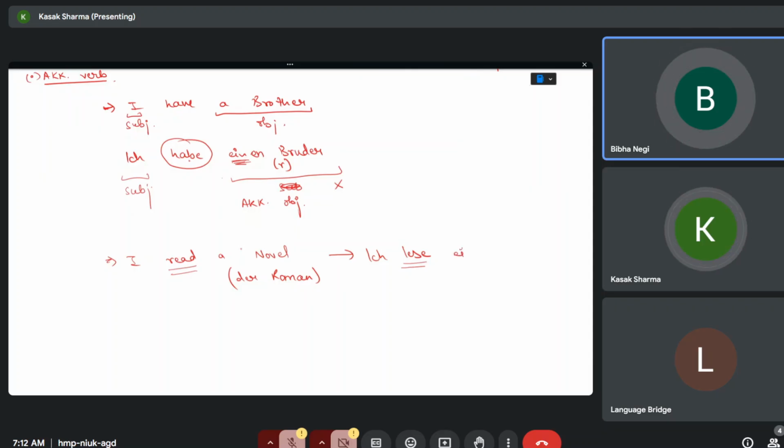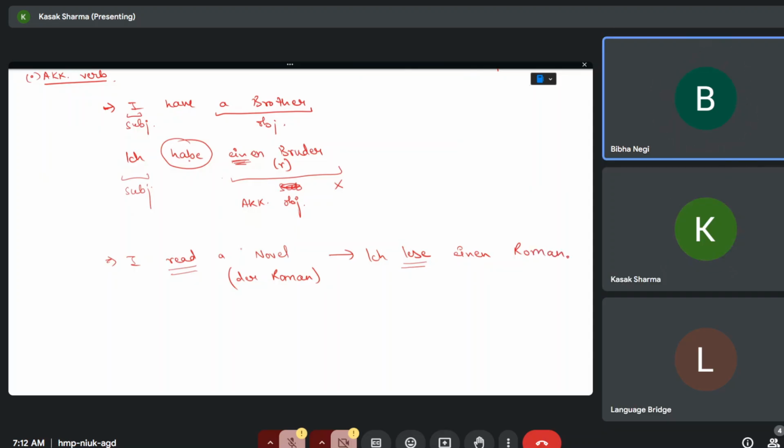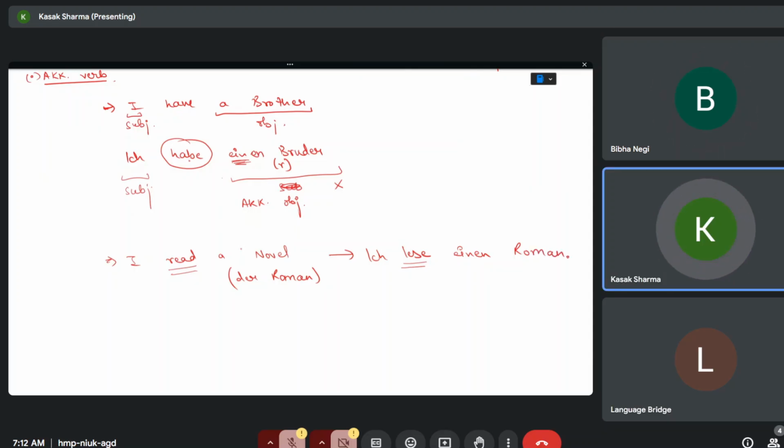Einen Roman. Okay. So, like this, depending on the verb, the article will change. Here this accusative verb is giving accusative case to that particular object. It becomes an accusative object. Okay, accusative is clear.